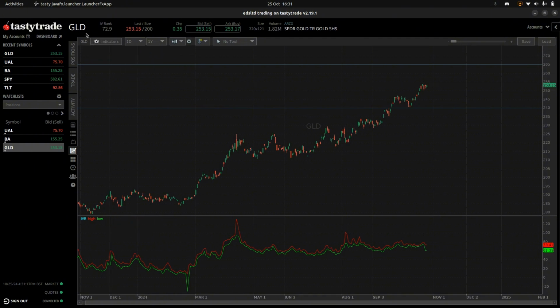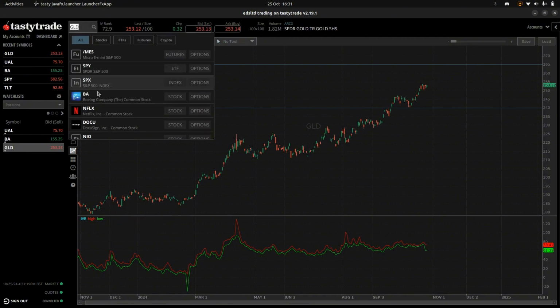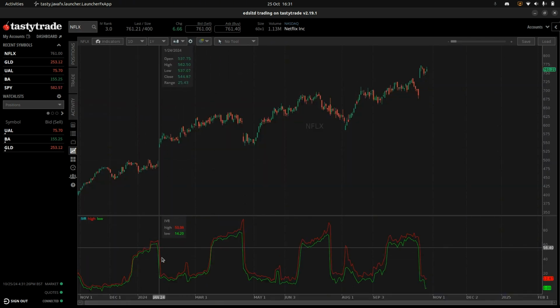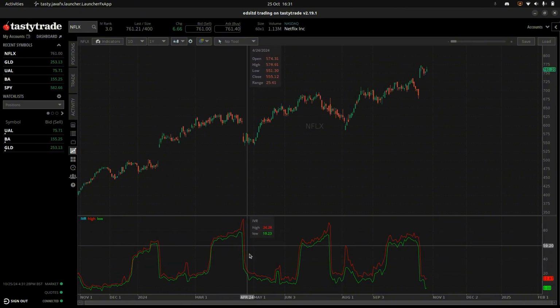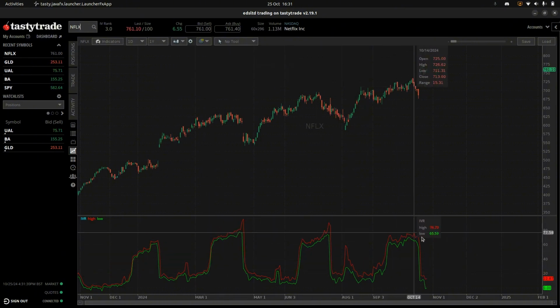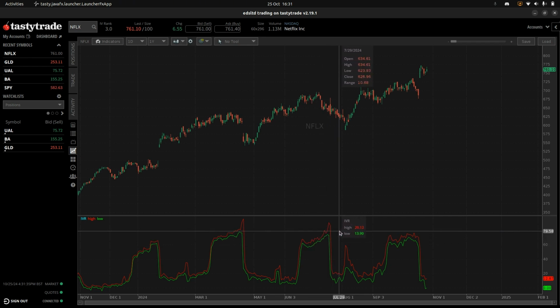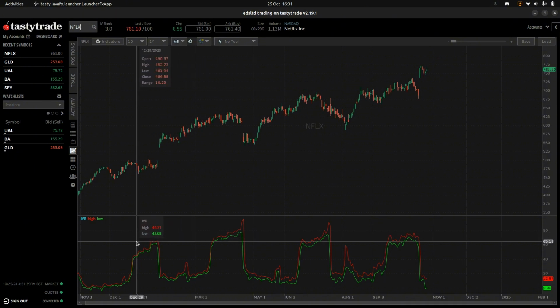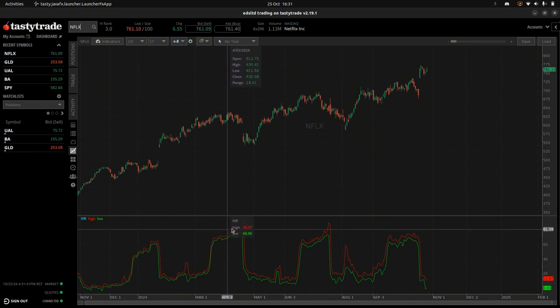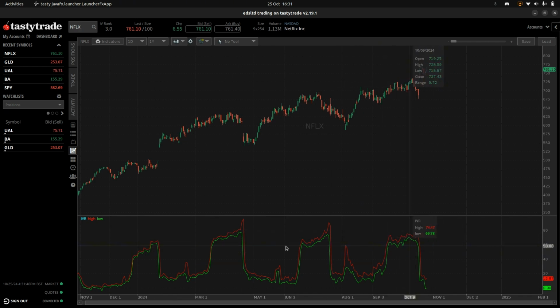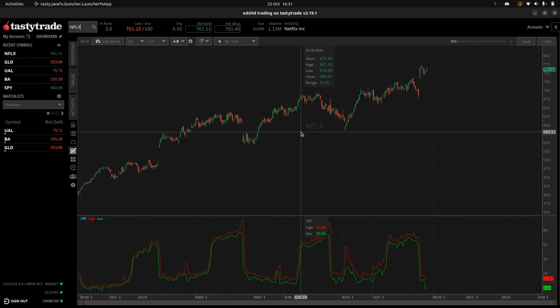So we just want to pull up any underlying. Let's just use Netflix, why not? Netflix actually is looking, I'd never noticed this about Netflix until just now, but Netflix seems like it could be really good for selling premium. We're getting very steep and sharp increases and decreases, and it looks to be pretty consistent. Netflix is something we're going to definitely keep an eye on in the future.